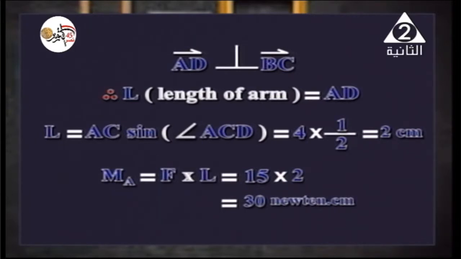Remember, my dear student, the units of the moment of a force equal the units of the force times the units of the distance, or the length. 15 is the magnitude of the force in Newtons. 2 is the length of the arm L in centimeters. Then the moment about A equals F times L, 15 times 2 equals 30 Newton centimeter.